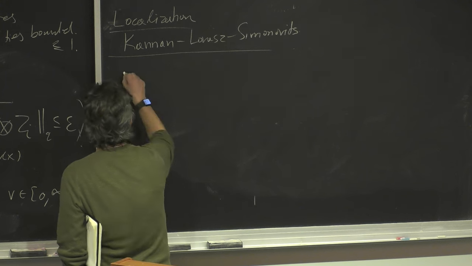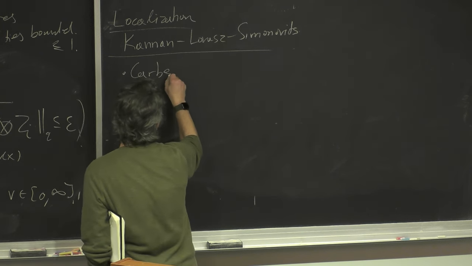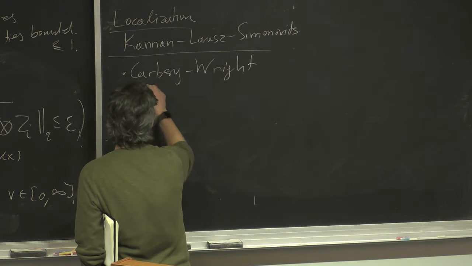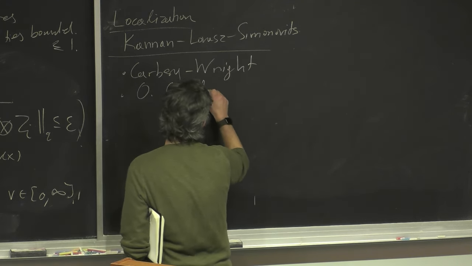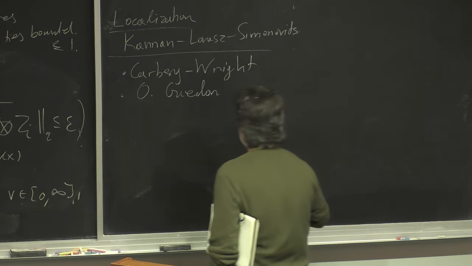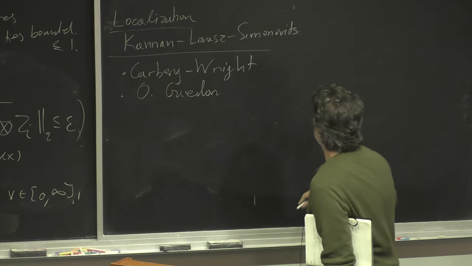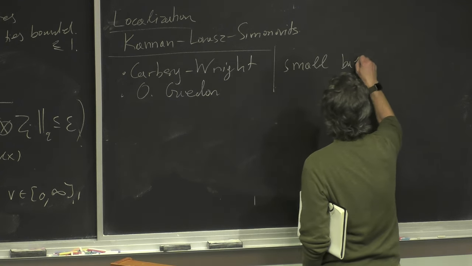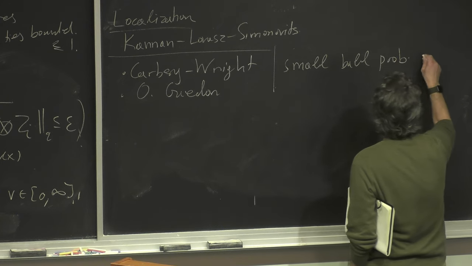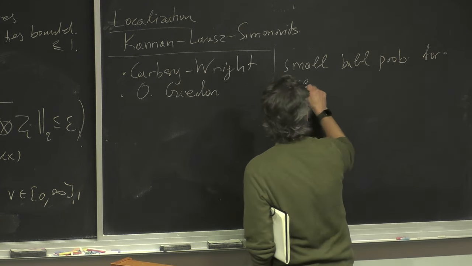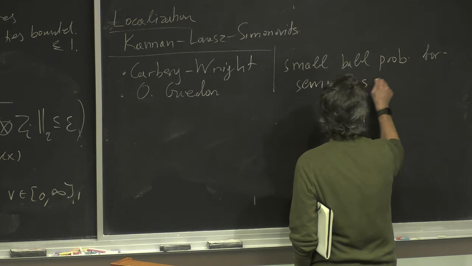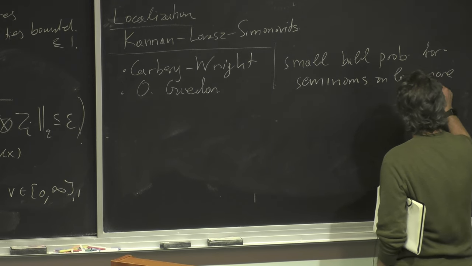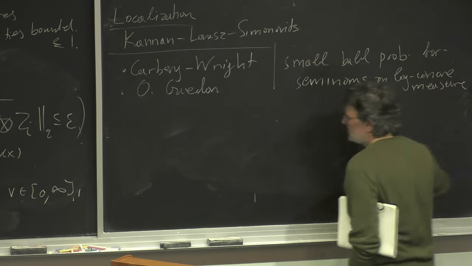And this is what they use, Carbery and Wright, and Olivier Guédon, and later on Nazarov and Sodin, in order to prove small ball probabilities for seminorms on log-concave measures. So we use these results.